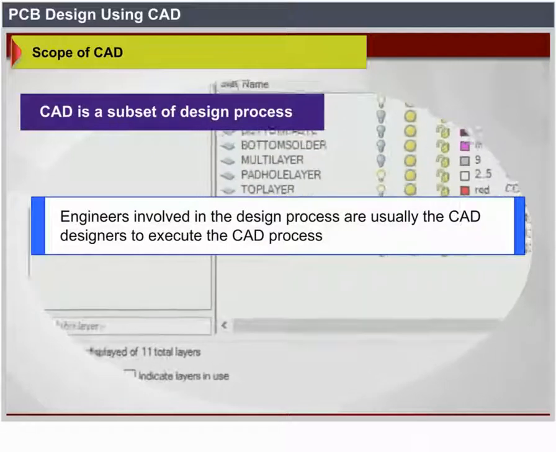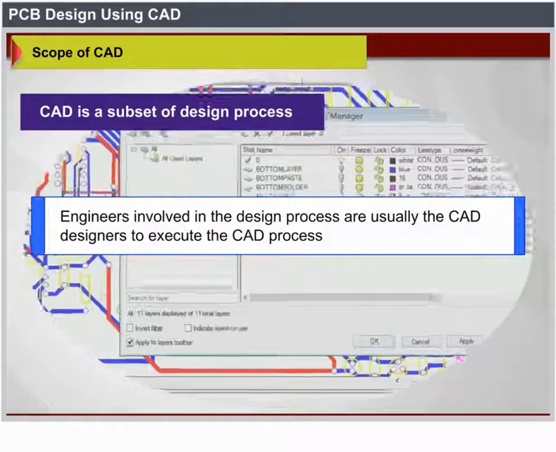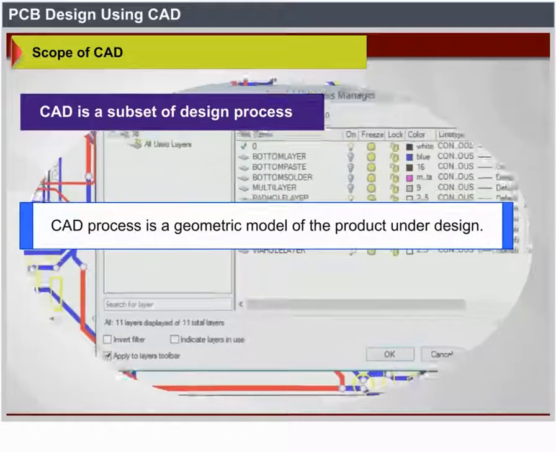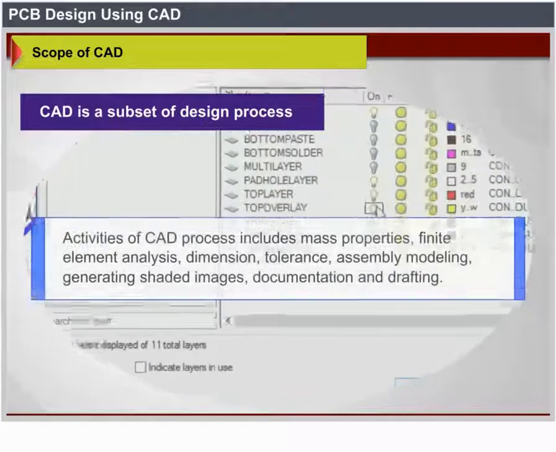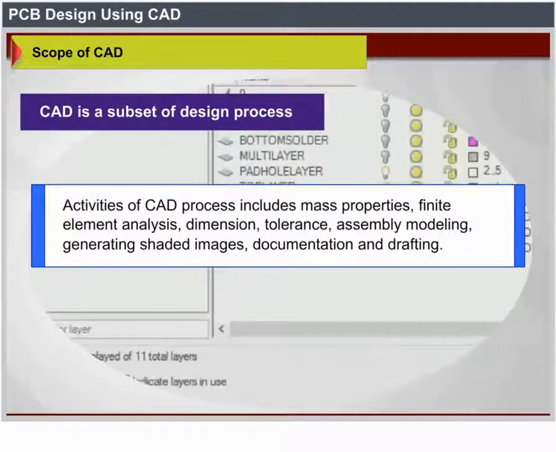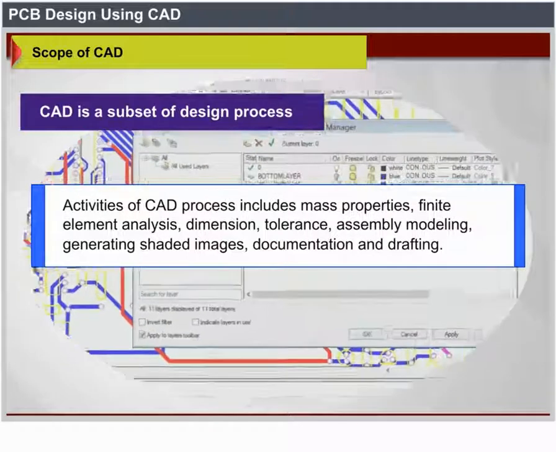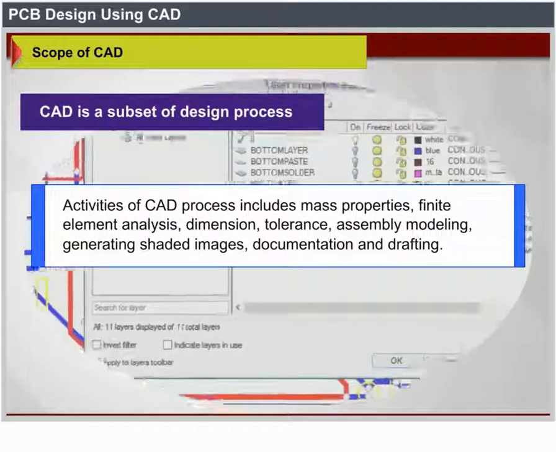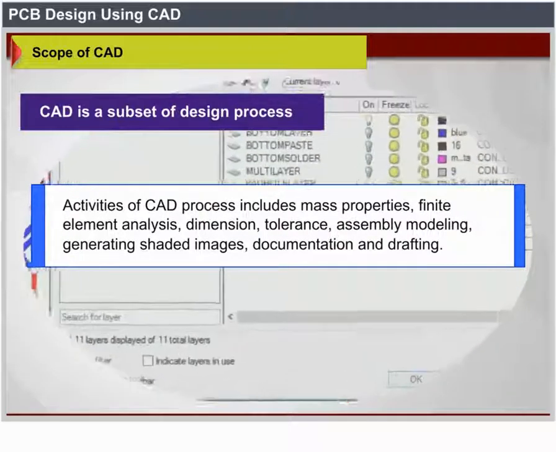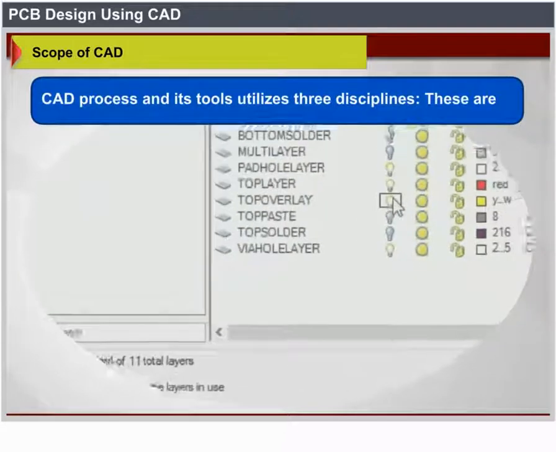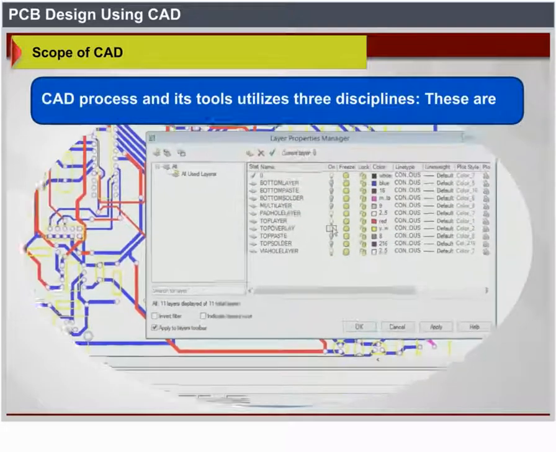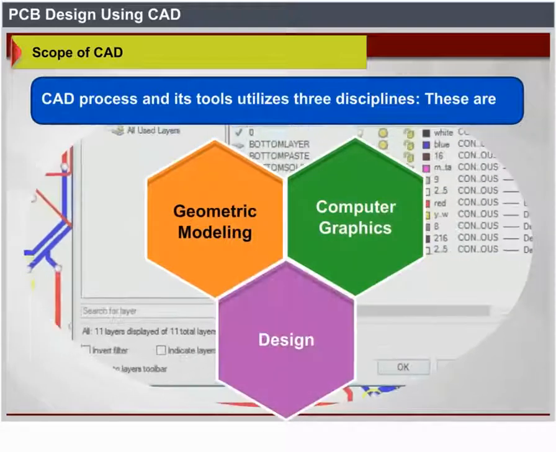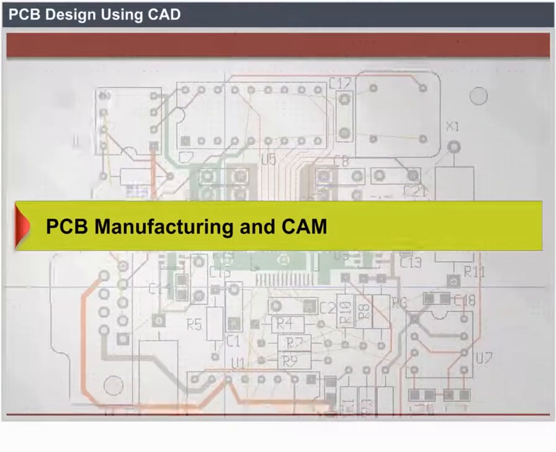Engineers involved in the design process are usually themselves the CAD designers who execute the CAD process. The CAD process is a geometric model of the product under design. Activities of the CAD process include mass properties, finite element analysis, dimension, tolerance, assembly modeling, generating shaded images, documentation, and drafting. The CAD process and its tools utilize three disciplines. These are geometric modeling, computer graphics, design, PCB manufacturing, and CAM.